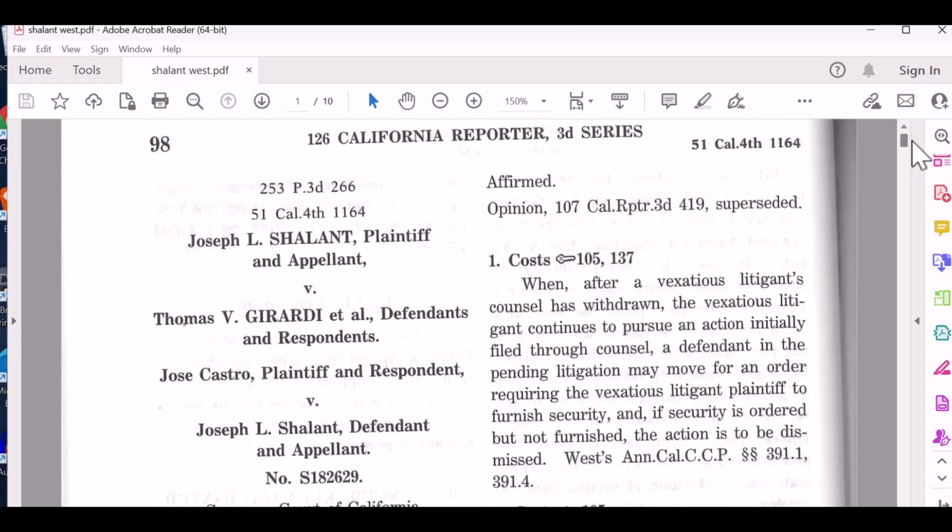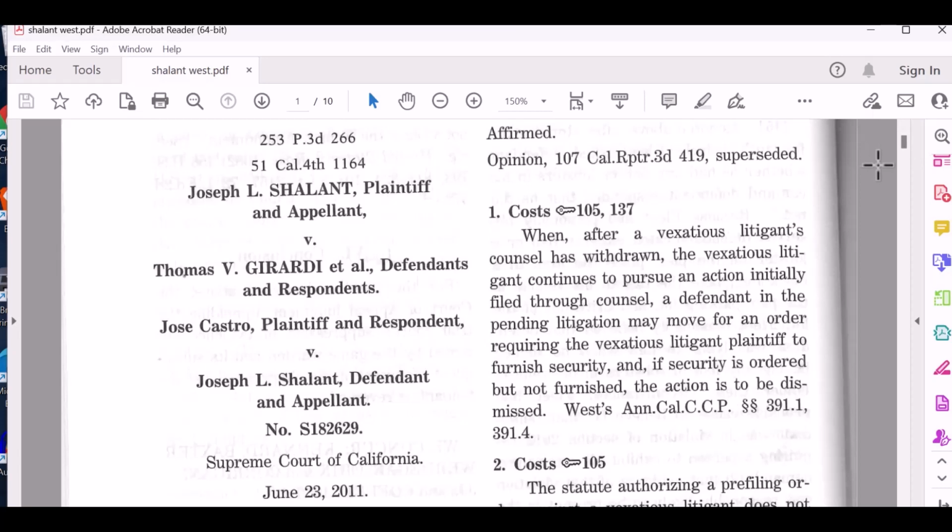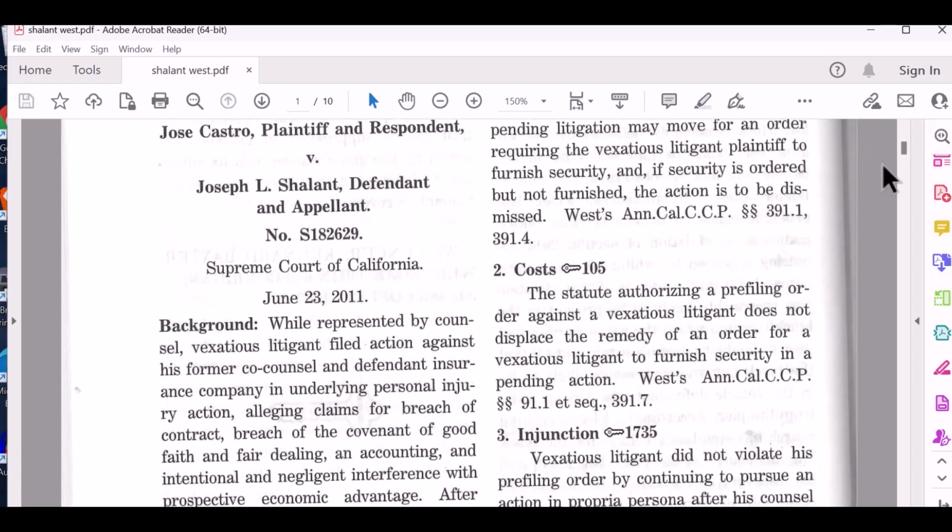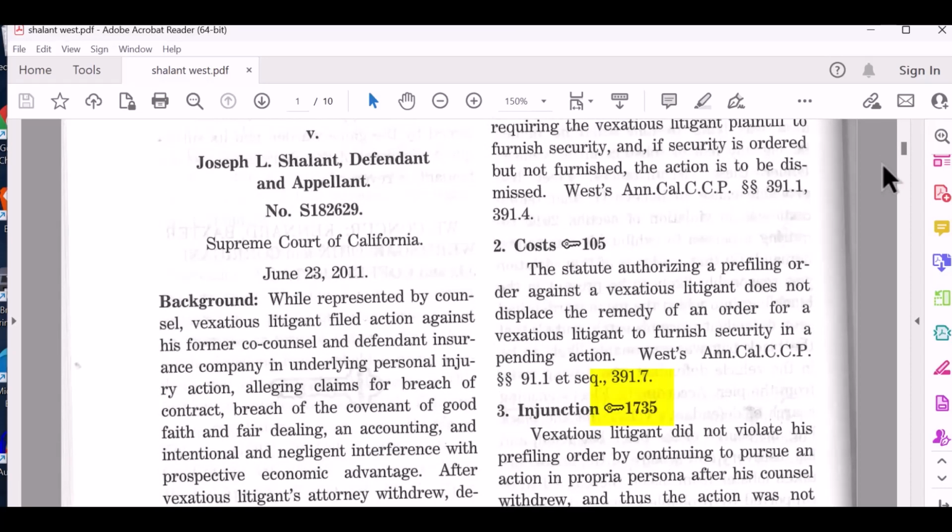And then after the little symbol that looks like a key, the West trademark, you'll see one or more numbers. So for the first headnote, it's key number 105 and 137. For the second headnote, it's key number 105. For the third headnote, it's key number 1735.